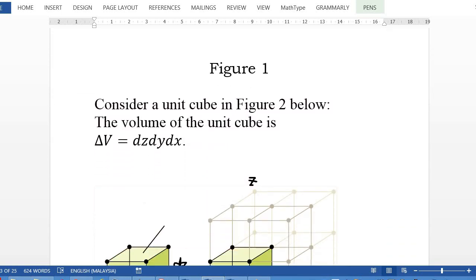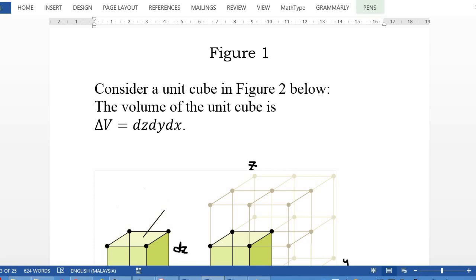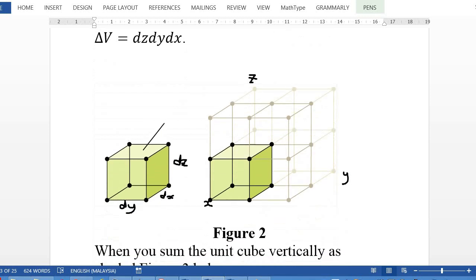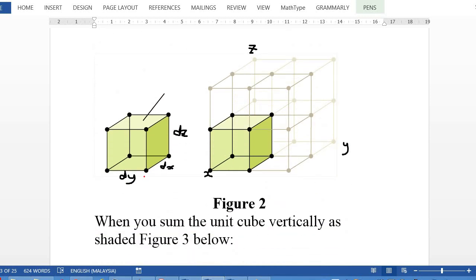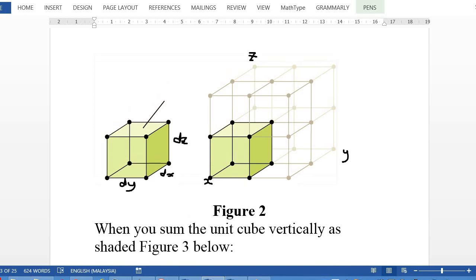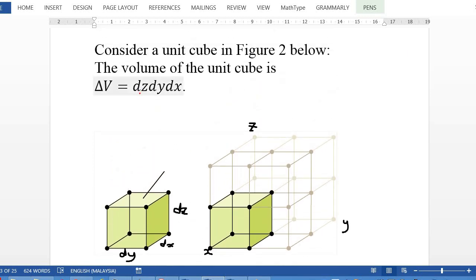Okay, and then before we start the example, let's consider you have a unit cube here. Remember, this is the x-axis, this is the y-axis, and vertical is the z-axis. This is one unit cube, with dy, dx, dz. Hence, the volume of the unit cube will be dz multiplied by dy multiplied by dx.